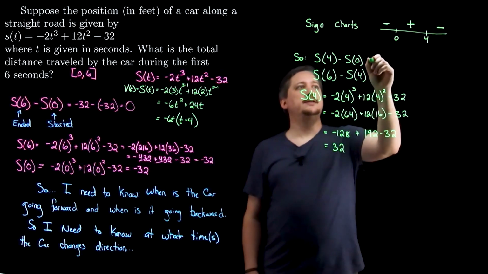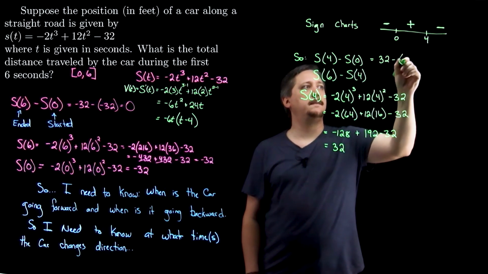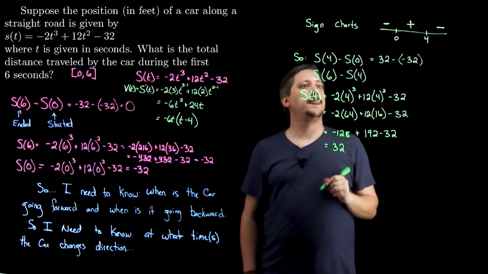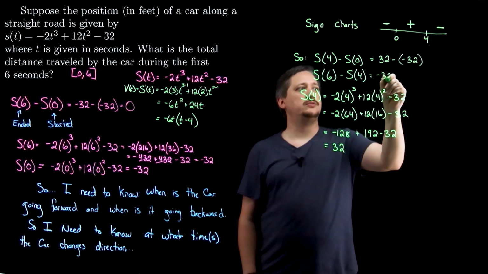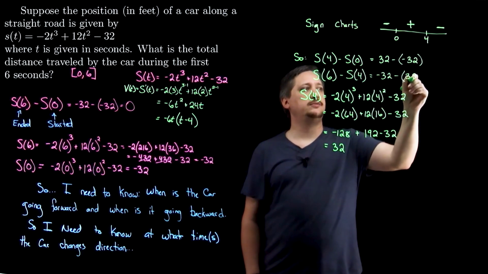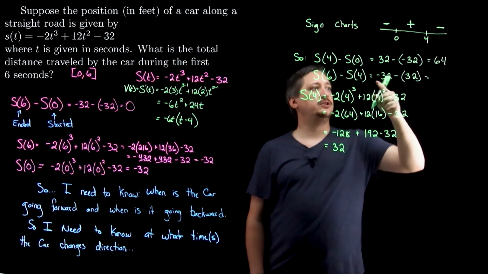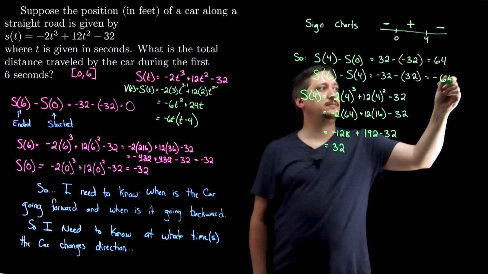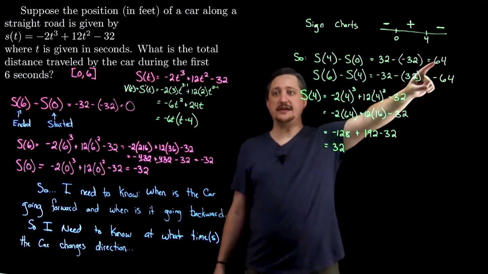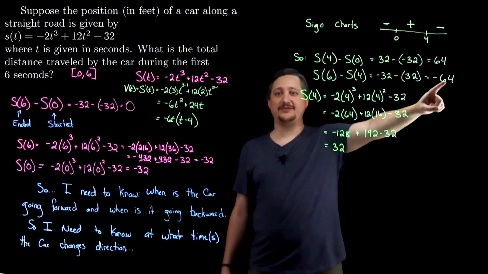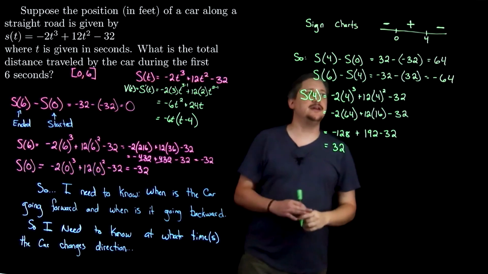So that tells me then that s of 4 is 32 minus 32, and s of 6 was minus 32 minus 32. So this is going to be 64. And this is going to be, unsurprisingly, negative 64, right? Because this tells me that I went forward 64 feet, and then in the last 2 seconds, I went backward 64 feet, which is how I ended in the same place I started.